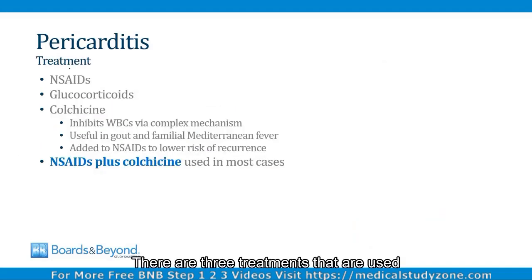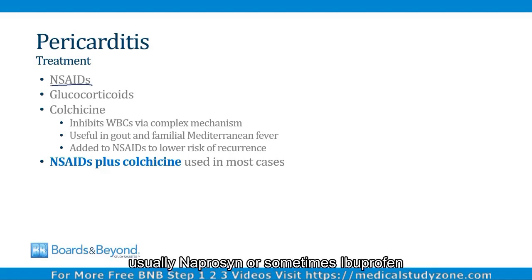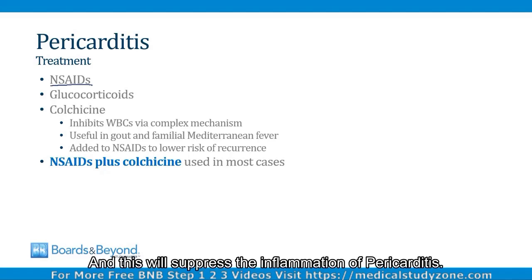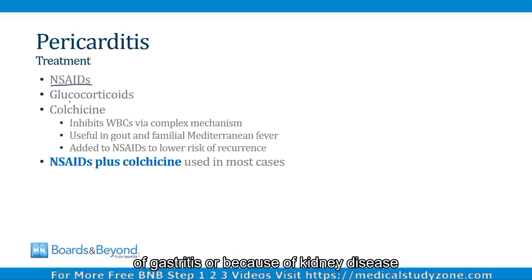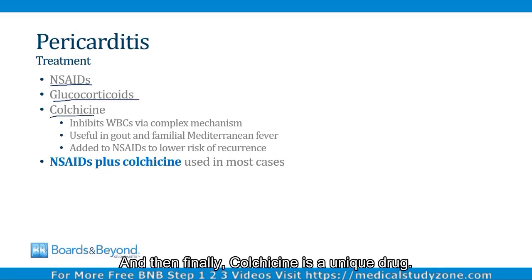There are 3 treatments that are used for acute pericarditis. The first one is non-steroidal anti-inflammatory drugs. Usually naproxen or sometimes ibuprofen is prescribed regularly for usually several months, and this will suppress the inflammation of pericarditis. In patients who can't take NSAIDs, possibly because of gastritis or because of kidney disease, glucocorticoids can be used as a second-line option. And then finally, colchicine is a unique drug.